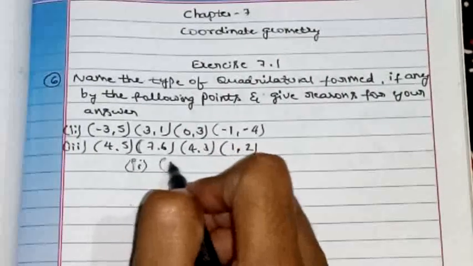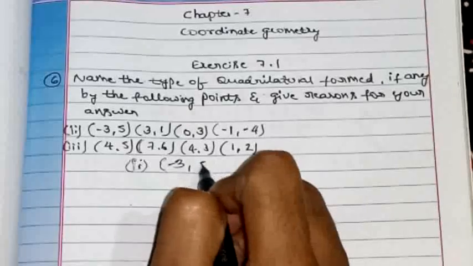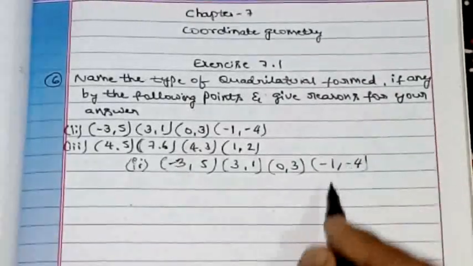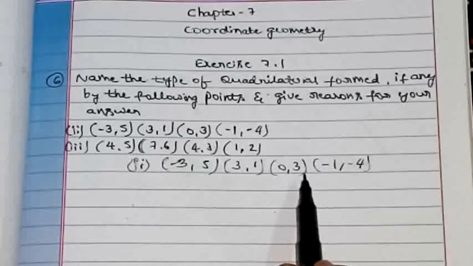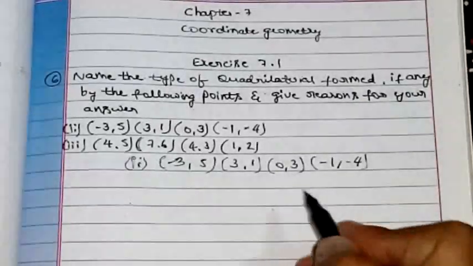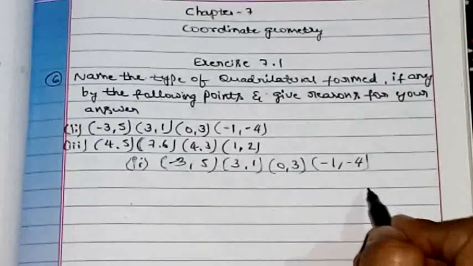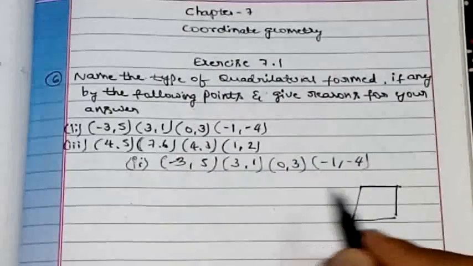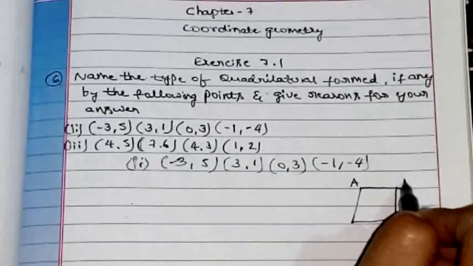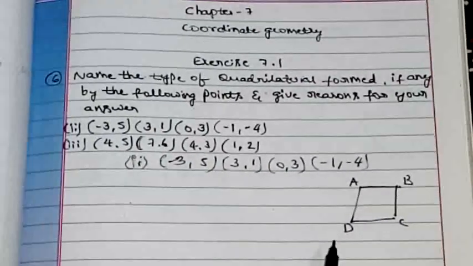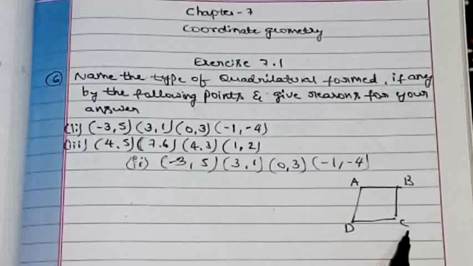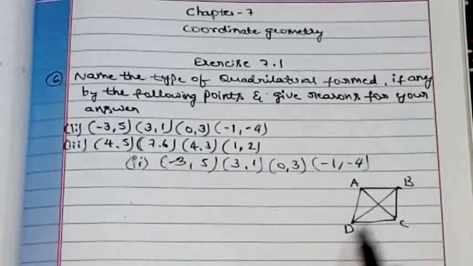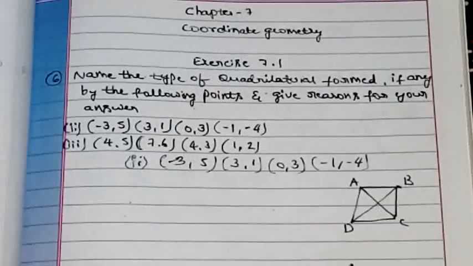So the second one, the coordinate points they have given are (-3, 5), (3, 1), (0, 3) and (-1, -4). You need to find which type of quadrilateral this is, and you need to give a reason. So how will you solve? Again, follow the same steps as in the last problem. Just write down the quadrilateral roughly and call it ABCD. Now as usual, find the distance between AB, BC, CD and AD, and also find the distance between the diagonals AC and BD. Afterwards you can identify which type of quadrilateral this is, right?